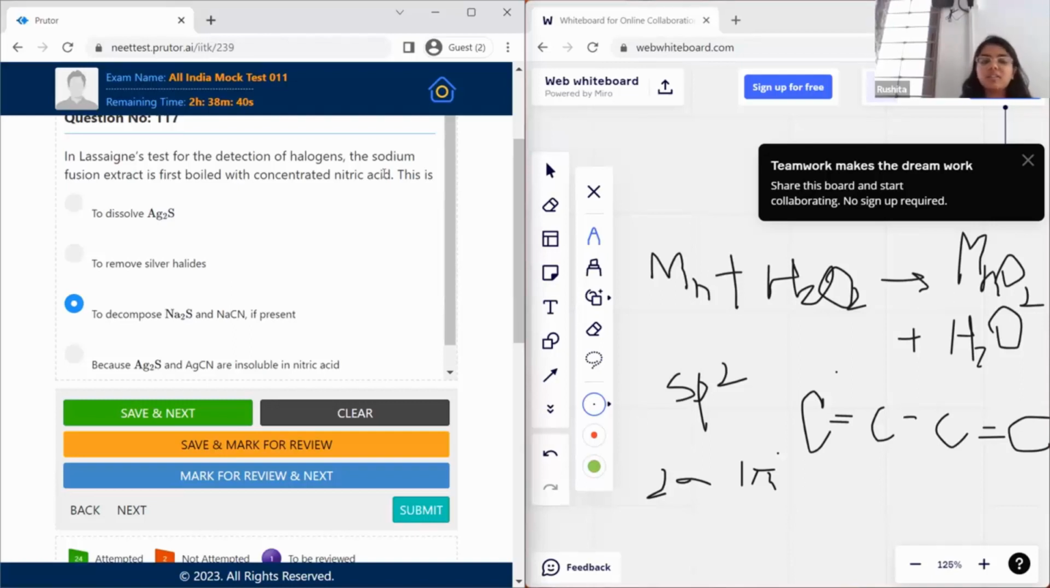There's no logic or explanation here, but the proper method of how it is done and the reactions involved are given very nicely in NCERT. And for the purpose of NEET, it's better if you just remember it, mug it up, that this is the reason why this is done.